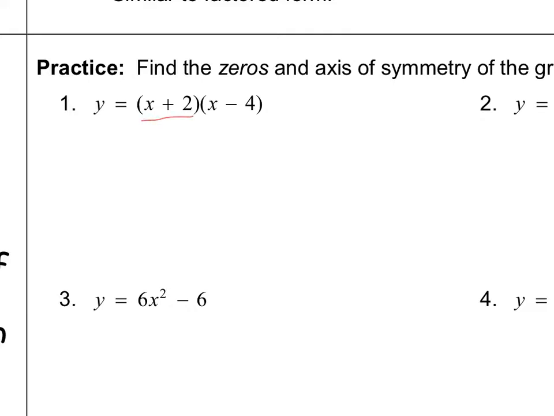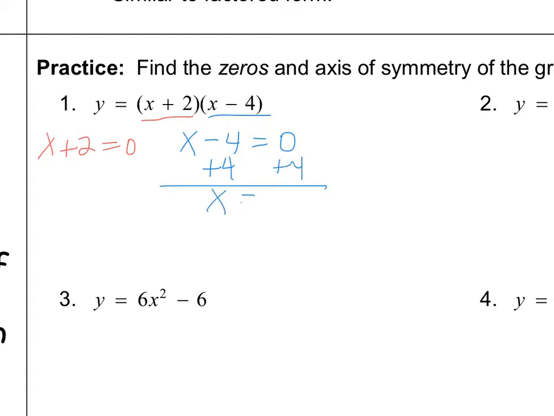So I'll set this factor, x plus 2, equal to 0, and then I'll also set this factor, x minus 4, equal to 0. And I'll solve each one of these for x to get my 2 zeros or my 2 solutions. So my 2 solutions to this quadratic function are x equals -2 and x equals +4.